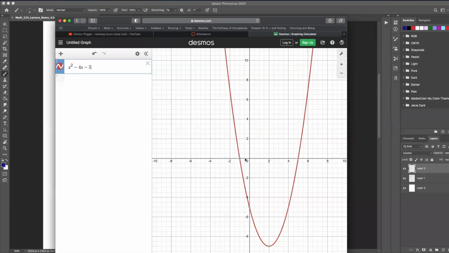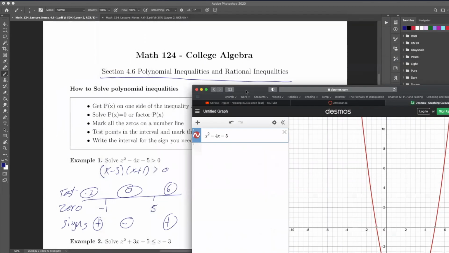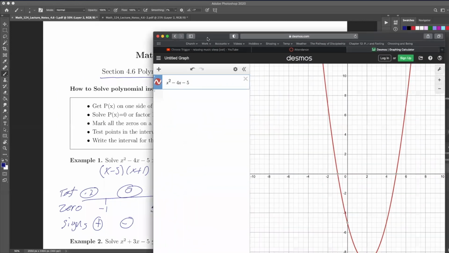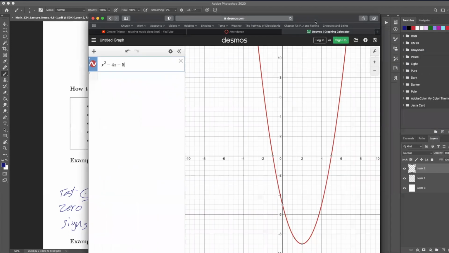And notice when I test the point 0, I got a negative number. When I test the point 2, I got a positive number. And when I test the point 6, I also got a positive number. And so we want this polynomial to be greater than 0. So where is this greater than 0? Well, everything up to -1 and from 5 onward to infinity, right? So negative infinity to -1, 5 to infinity. And so that's all we're doing here.